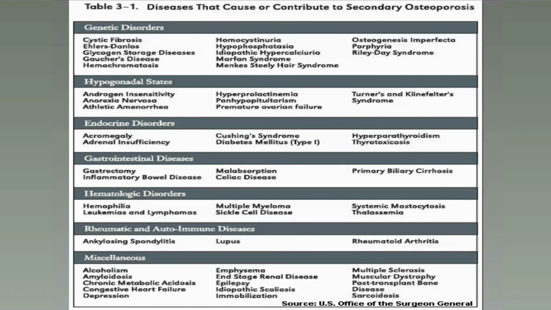And then there are hematologic disorders, including hemophilia, leukemias, and lymphomas, multiple myeloma, sickle cell disease, mastocytosis, surprisingly common and rarely diagnosed properly, and thalassemia. And among the rheumatic and other autoimmune diseases, ankylosing spondylitis, lupus erythematosus, rheumatoid arthritis, just to name a few, are associated with more osteoporosis. And there are the miscellaneous associations with alcoholism, amyloidosis, chronic metabolic acidosis, which I think is behind almost all of them, congestive heart failure, depression, emphysema, end-stage renal disease, epilepsy, idiopathic scoliosis, immobilization syndromes, multiple sclerosis, muscular dystrophy, post-transplant bone disease, and sarcoidosis. And of all of that, I would pay most attention to chronic metabolic acidosis and immobilization, so being physically active and being physically engaged is essential to maintaining and/or restoring a healthy bone activity.